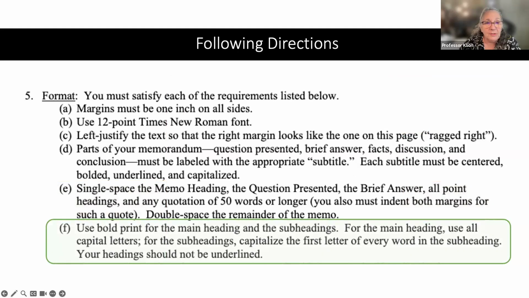Then use bold print for the main heading and the subheadings. For the main heading, use all capital letters. For the subheadings, capitalize the first letter of every word in the subheading. Your headings should not be underlined.